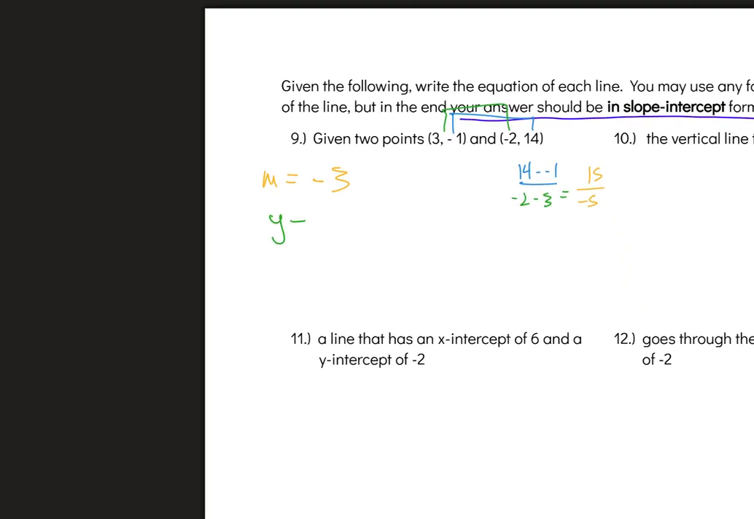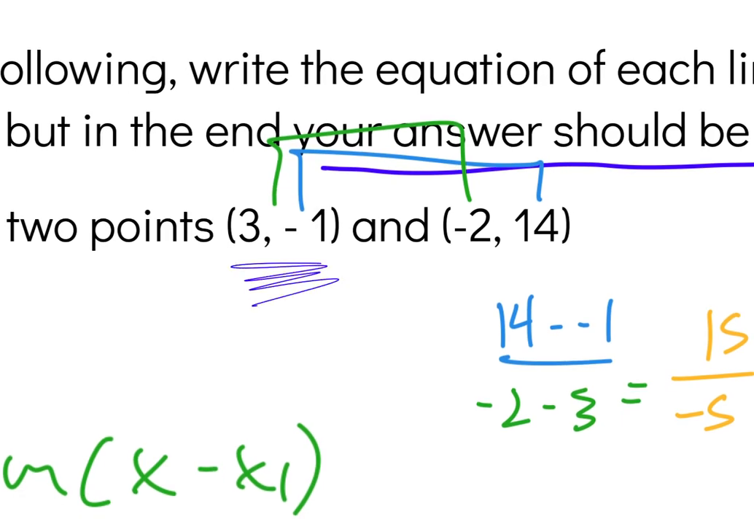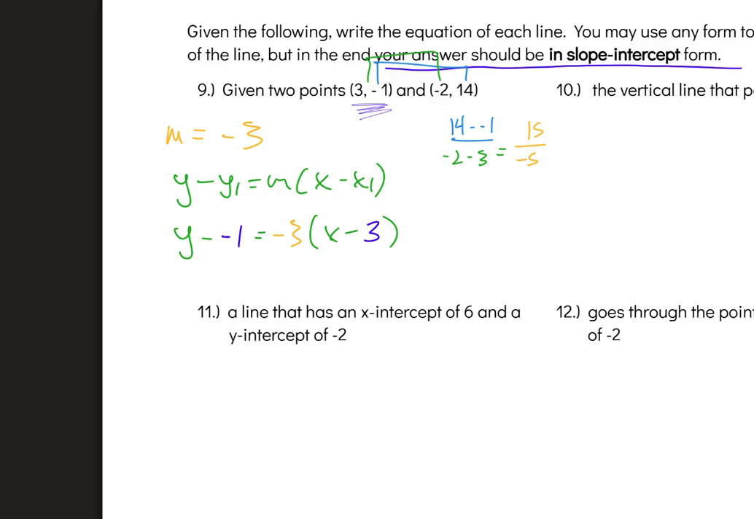y minus y1 equals m times x minus x1. Let's do it in green. I'm copying everything that doesn't change in green and plugging in what I know now. My slope is -3. My point, I have two to choose from. I like that one better. It seems easier to work with, so I'm going to do that one. The x is 3, the y is -1. If we were looking for point slope form, I'd be done, but we're not.